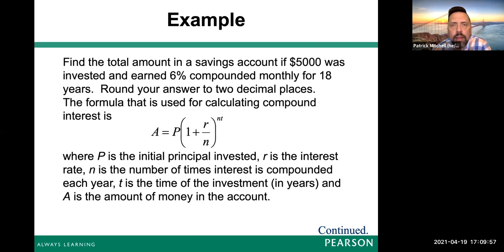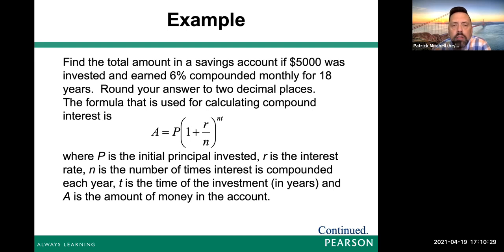So this is like a couple has a new baby and they start a college fund, okay? And we're going to round our answer to 2 decimal places. That's usually what we do with money. The formula that is used for calculating compound interest is the one that you see here. A equals P times 1 plus R over N to the power N times T. And by the way, you will always be given this formula whenever you need it.